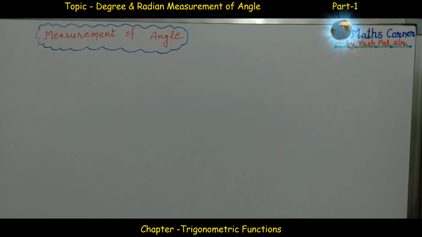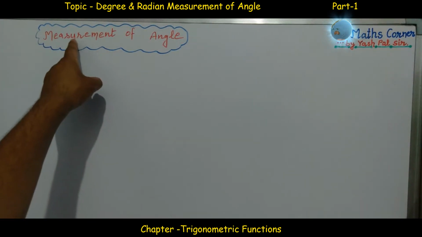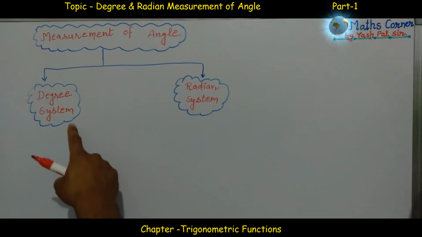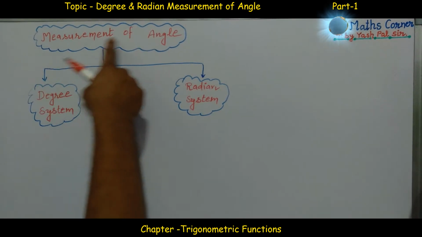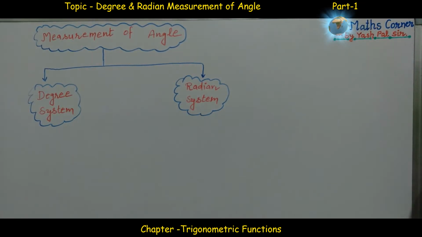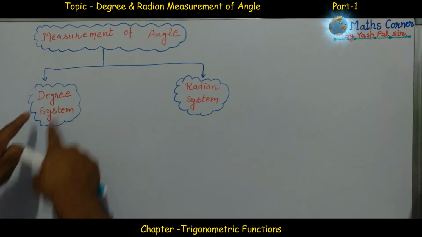Now we are going to discuss two popular units of measurement of angles. One is the degree system and the second one is the radian system. Up to class 10th level, we have already studied the degree system.